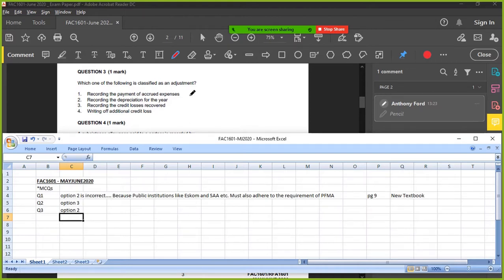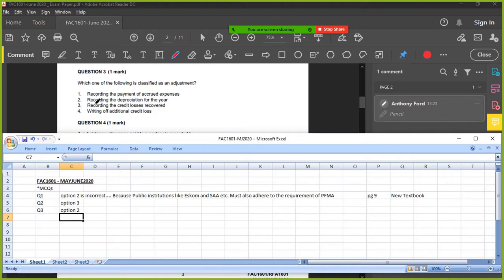If I'm paying an accrued expense, that means I have a transaction that's recorded when it happens. So you can have accrued water and light, and then you pay for it. So then could you not be writing off additional credit loss? That would be an adjustment. Writing off an additional credit loss occurs when you write off the credit loss. An adjustment only occurs at year end.